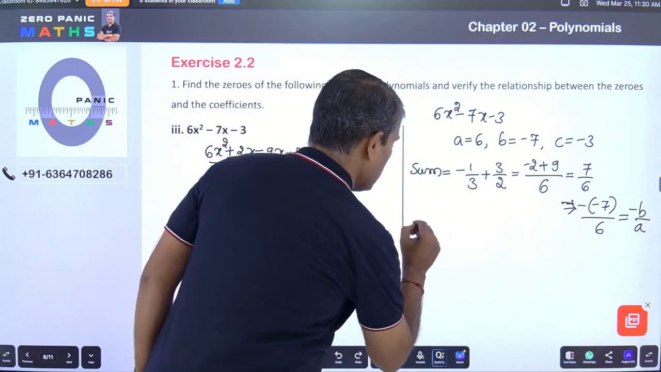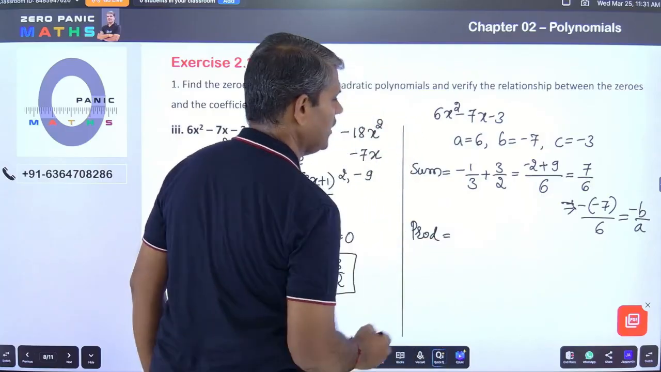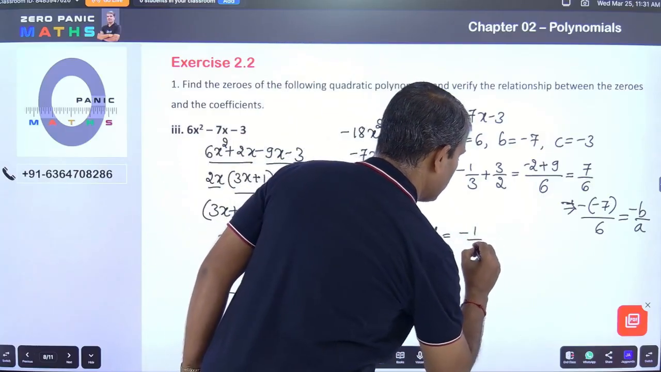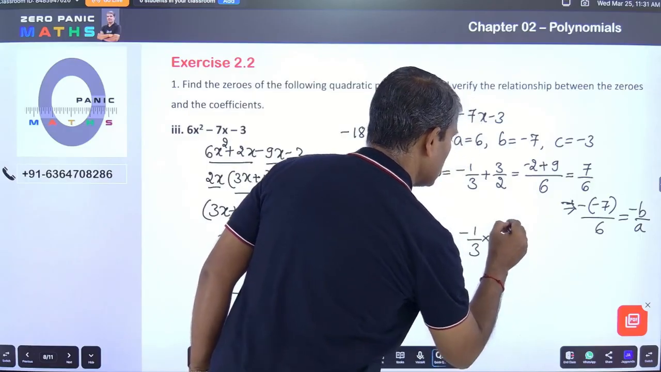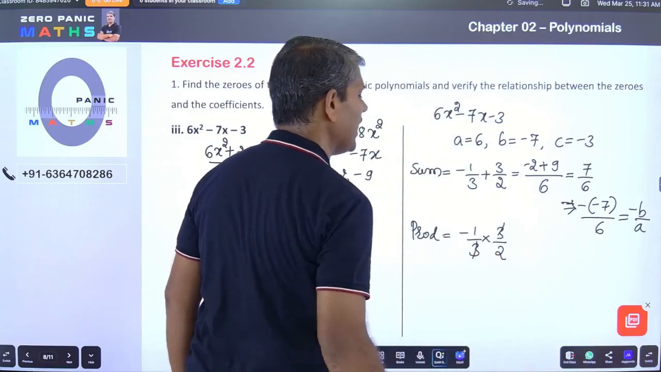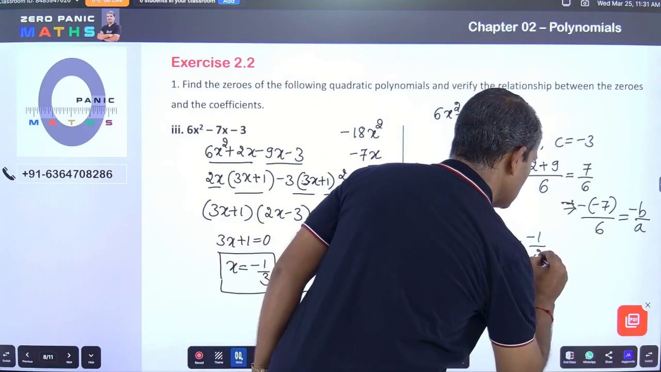Okay, now what remains is the product. The same thing again, minus 1 by 3 multiplied by 3 by 2. So the 3 here gets cancelled. What remains is minus 1 by 2.